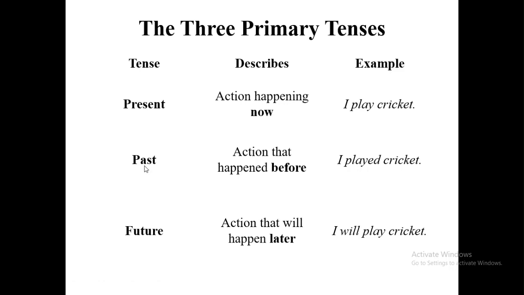Understand? The second type of tense is past. In the past tense, we find actions that happened before, the completed actions. For example, I played cricket. The word played is indicating the completed or the before action.